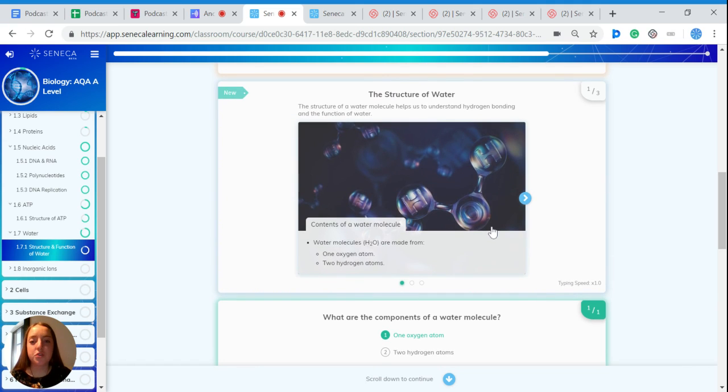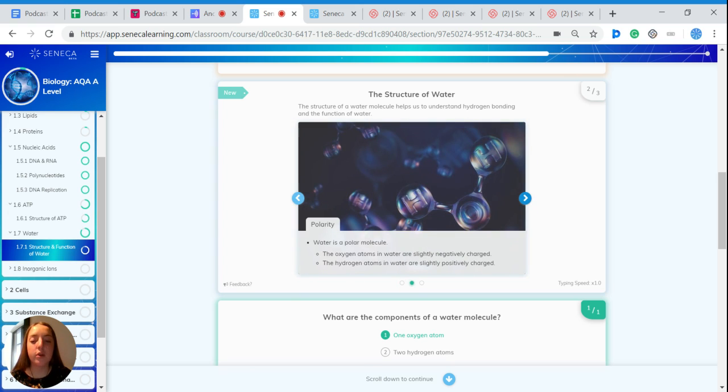We can look at the structure of water to help us understand hydrogen bonding and the function of water. So, a water molecule contains one oxygen atom and two hydrogen atoms, and its chemical symbol is H2O.